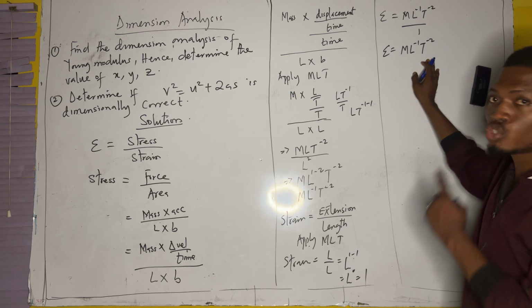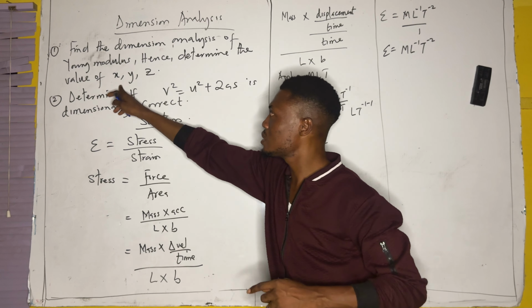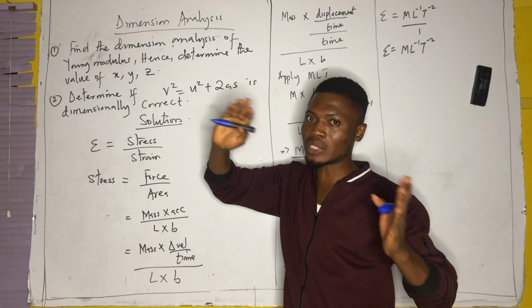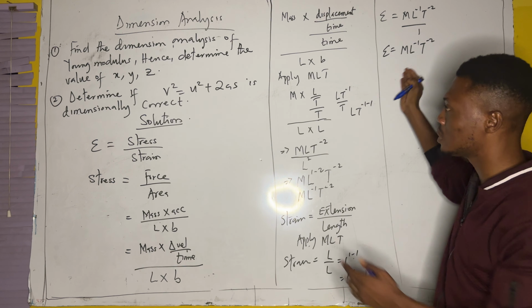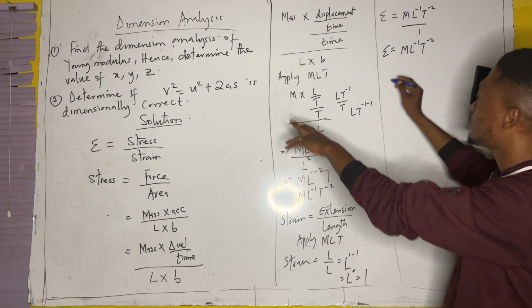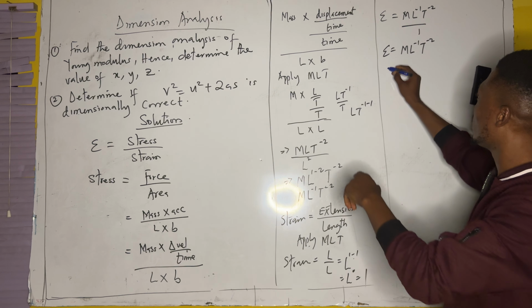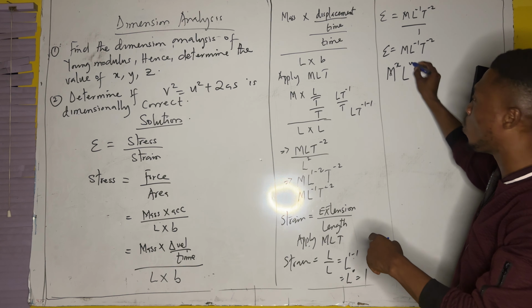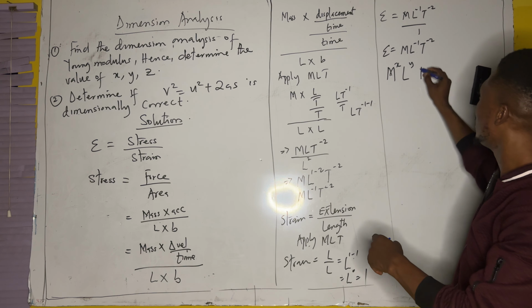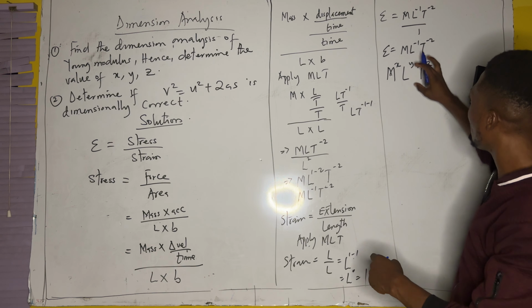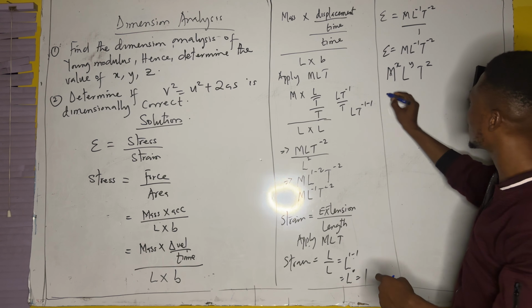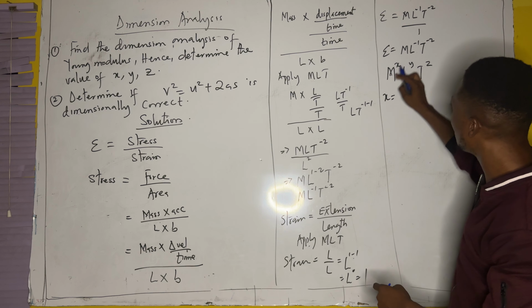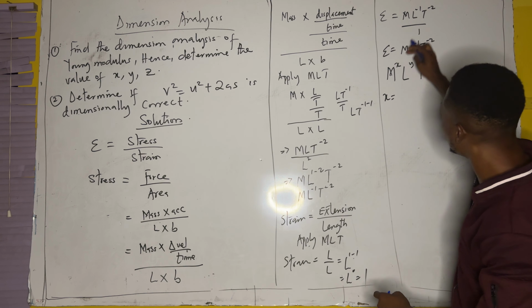That's the first step. Don't forget, we have to find X, Y, and Z, not just the dimensionality. So how do you get that? Basically, you compare: M is always raised to the power X, L is raised to the power Y, and T is raised to the power Z. So you compare these two together. What is X? X is the power of M, so X equals 1, because this is the power of 1.